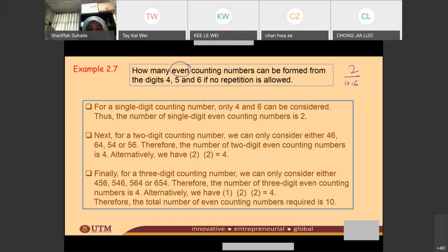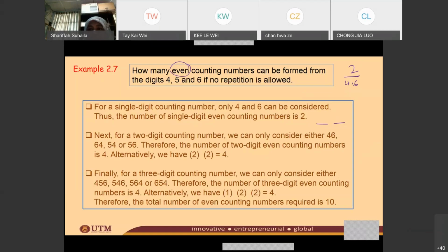Okay. So next, if you have 2 digit, maksudnya kat sini lah 2 digit. So for 2 digit counting numbers, kalau nak senaraikan, we can only consider either 46, 64, 54 or 56 because you want even number. So that means you only have 4 choices.